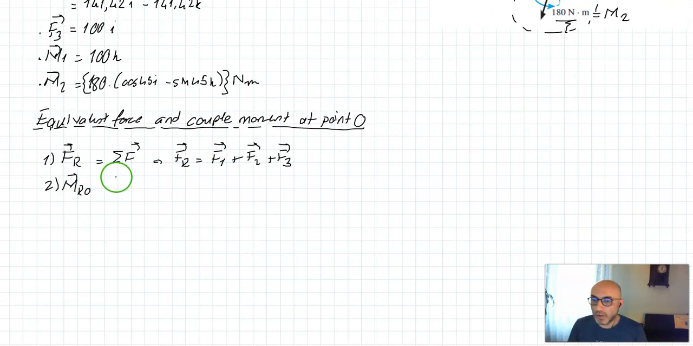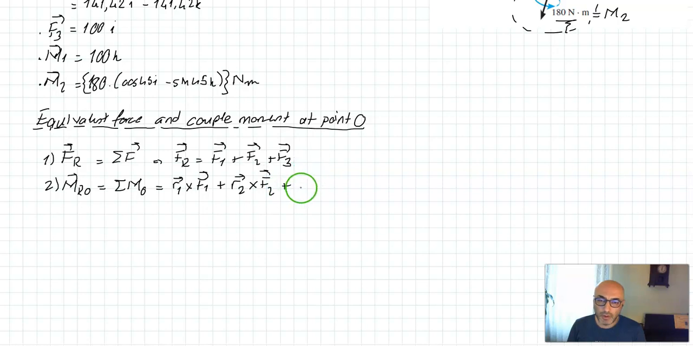Okay, and for my MR0, it's simply the addition of the available moment vectors, so that would be the moments caused by F1 and F2 and F3 if there is one, about point O. So for F1 I'll be having R1 times F1 plus, and for F2 R2 times F2. Of course, this is cross product.